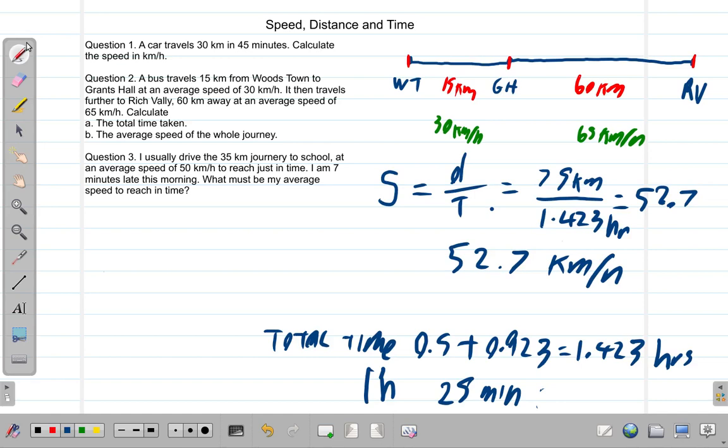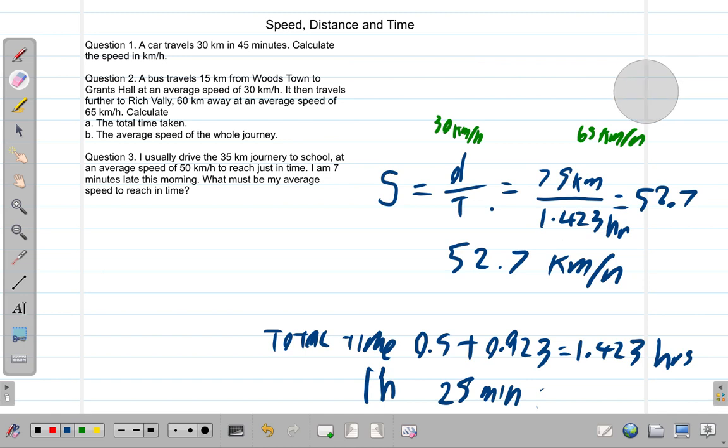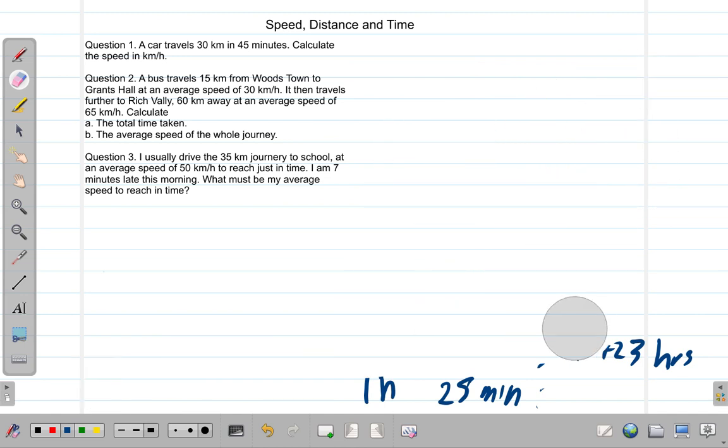We have looked at question 1 and 2 before, and after we did question 2, I asked you to complete question 3. So, what did you get for your answer? And how did you do it? Let's take a look at it. Let's erase the previous work from question 2. Clean the board.